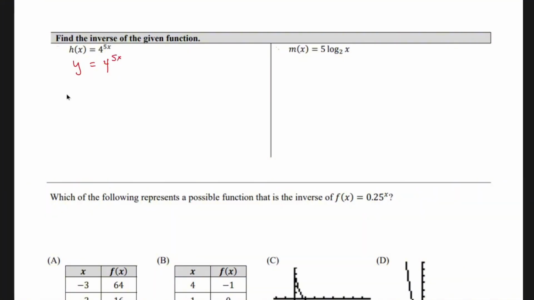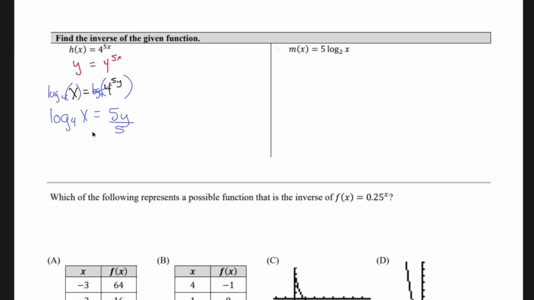I'm going to swap the x and the y, so x equals 4 to the 5y power, and I need to get y all by itself. So thing number one that we have to do is eliminate that 4 for a base. How do I eliminate a 4 for a base? We log base 4 both sides. That gets me log base 4 of x equals, you cancel out, 5y.